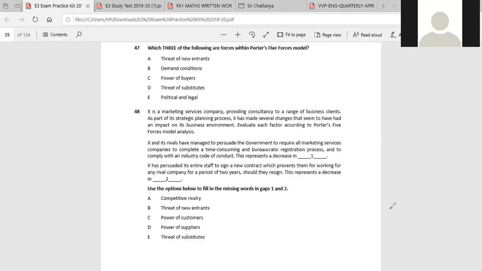Now the registration process is at the time of registering their business. So one is not A, one is B. It is not for those who are already in this picture. It is for those that have to go through that initial registration process. So B is the right thing. Am I clear? Threat of new entrants.